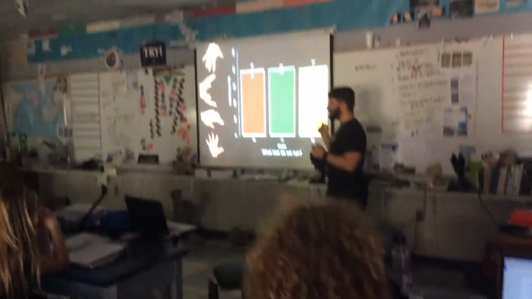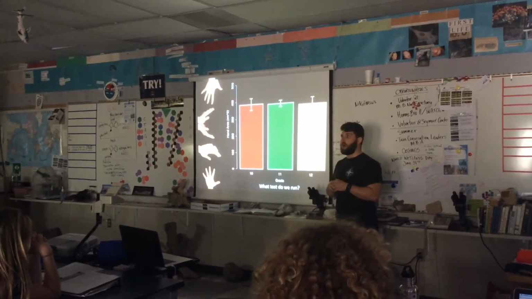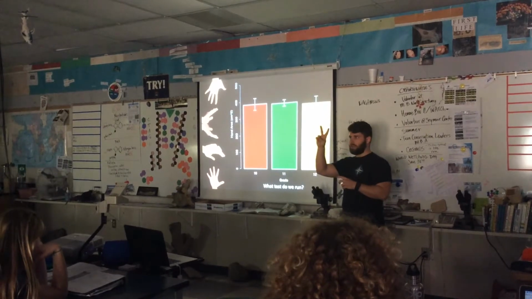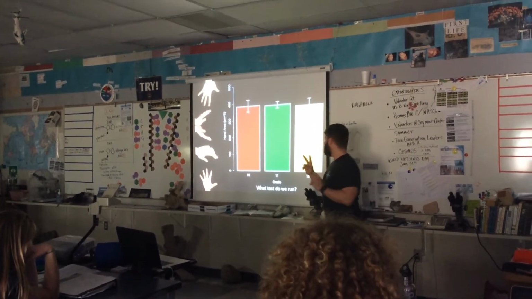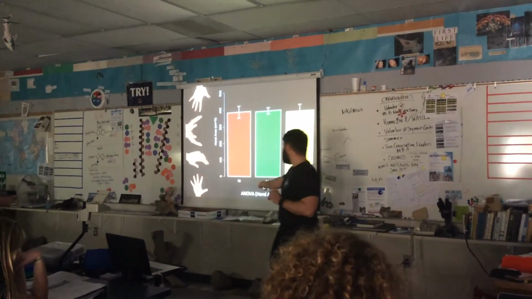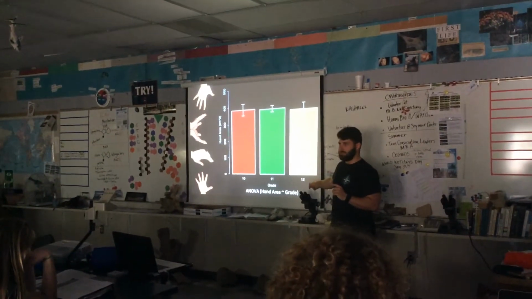Alright, and so what test would we be running here? Yes, an ANOVA. Okay, and why? Yes, because there's more than 2 categories. You can have 17 categories, it doesn't matter. It's more than 2. All right? And so what we see here, we run an ANOVA with hand area as predicted by your grade.